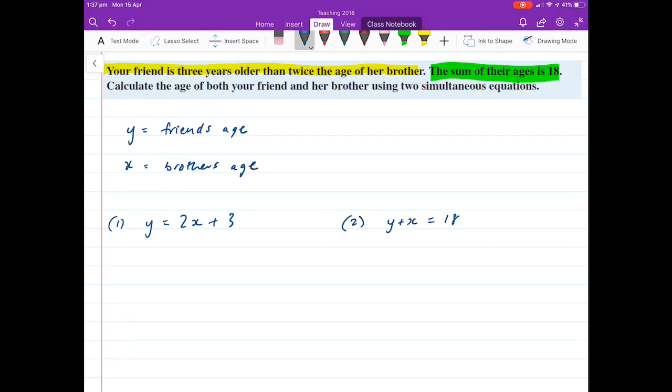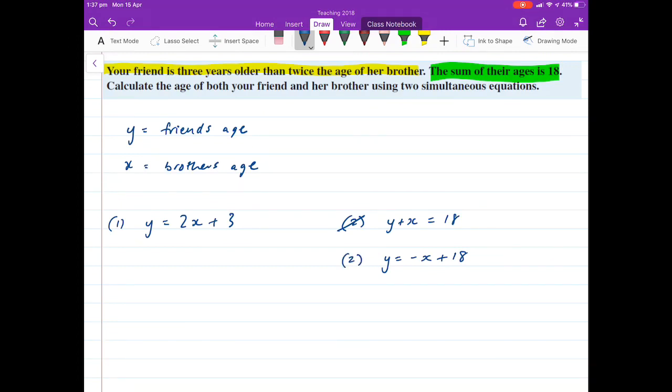Now, in terms of working with these, equation 1 is in the form y equals mx plus c. Equation 2, however, is not. So I'm going to subtract x from both sides, and I'm going to come up with that equation there. So that becomes my new equation 2.